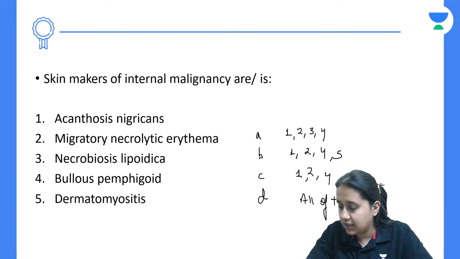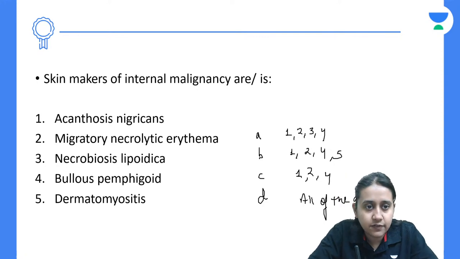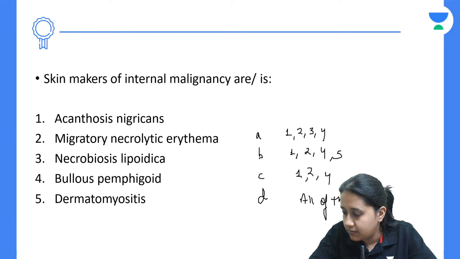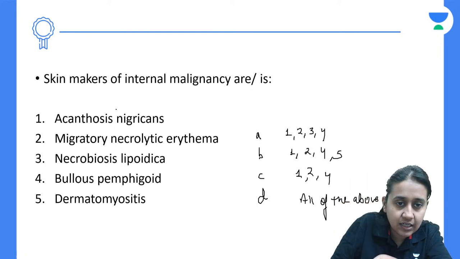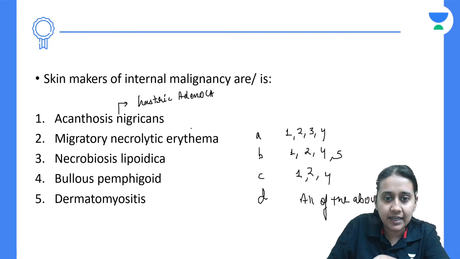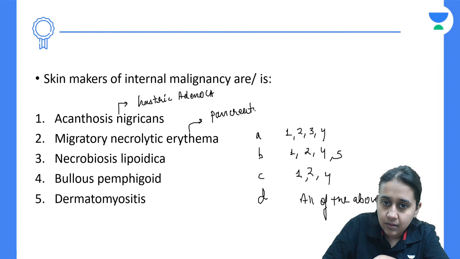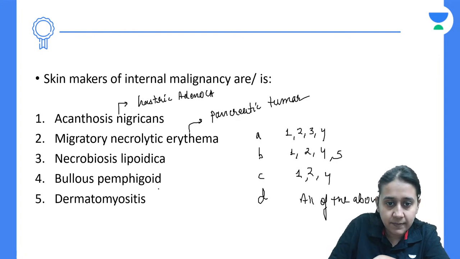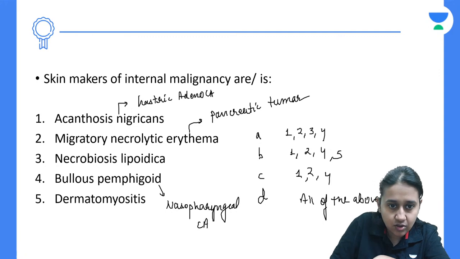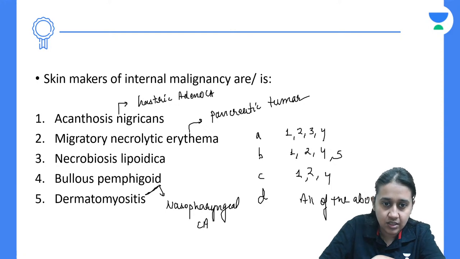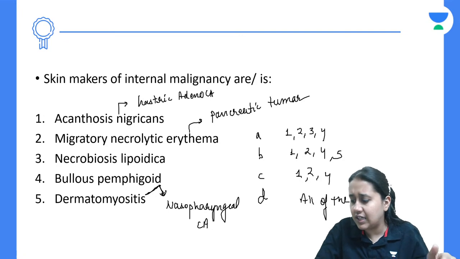Skin markers of internal malignancy is. What is the correct answer? Which of the following is the marker of internal malignancy? Very nice. Now, acanthosis nigricans is a marker of gastric adenocarcinoma. Necrolytic migratory erythema is a feature of pancreatic islet cell tumor, that is glucagonoma, while bullous pemphigoid, you will have an associated nasopharyngeal carcinoma. Not bullous pemphigoid, dermatomyositis, you will have associated nasopharyngeal carcinoma, which is more frequent in juvenile type of conditions.